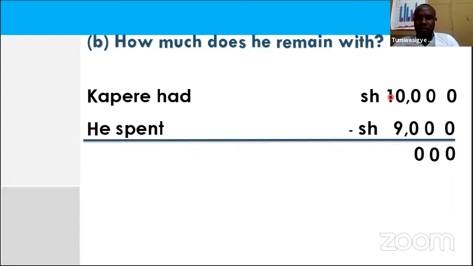We are going to borrow from the neighbor here, but the neighbor is having 1, so we shall borrow from the neighbor. When you borrow from the neighbor, we bring this 1 and add it here on the 0, and it becomes equivalent to 10. Now we shall have 10. Okay, now what is 10 minus 9?